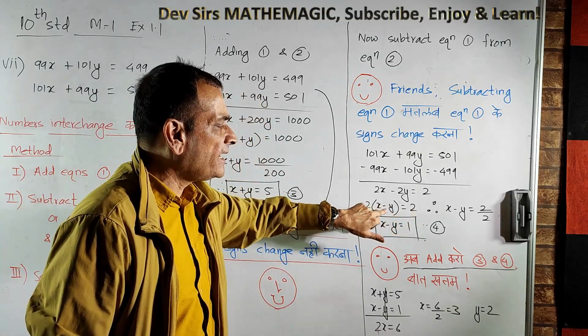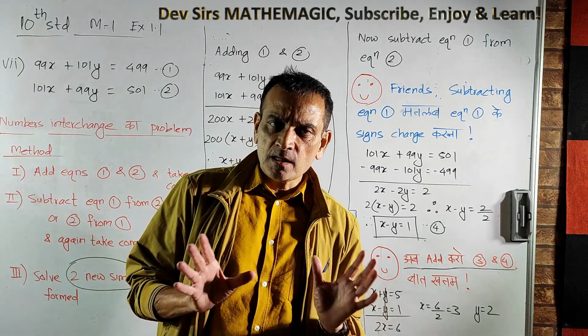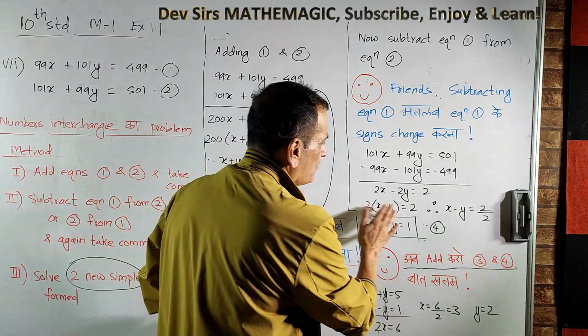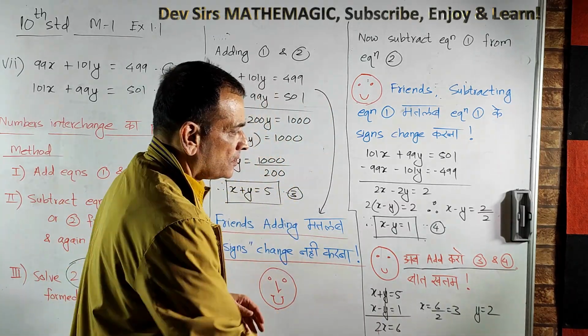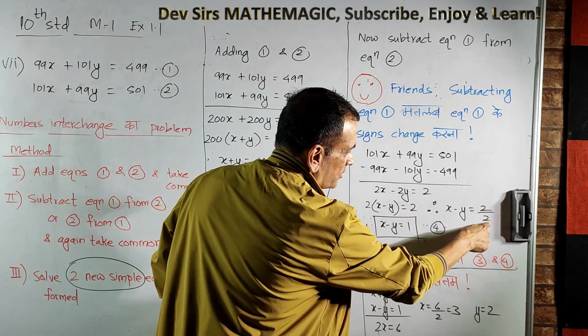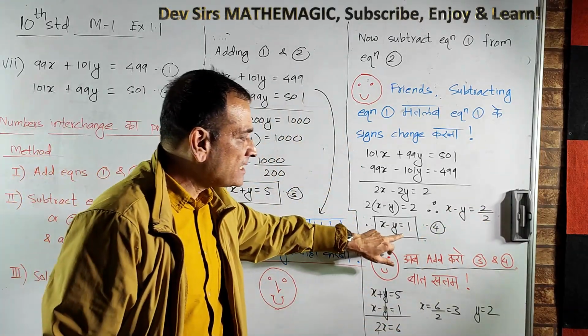So 2 into bracket x minus y equal to 2. Whenever you take a number common, transfer that number in the denominator. Things become more simple. So 2 common, I have taken this 2 here. So 2 upon 2 gives me 1. So x minus y equal to 1.